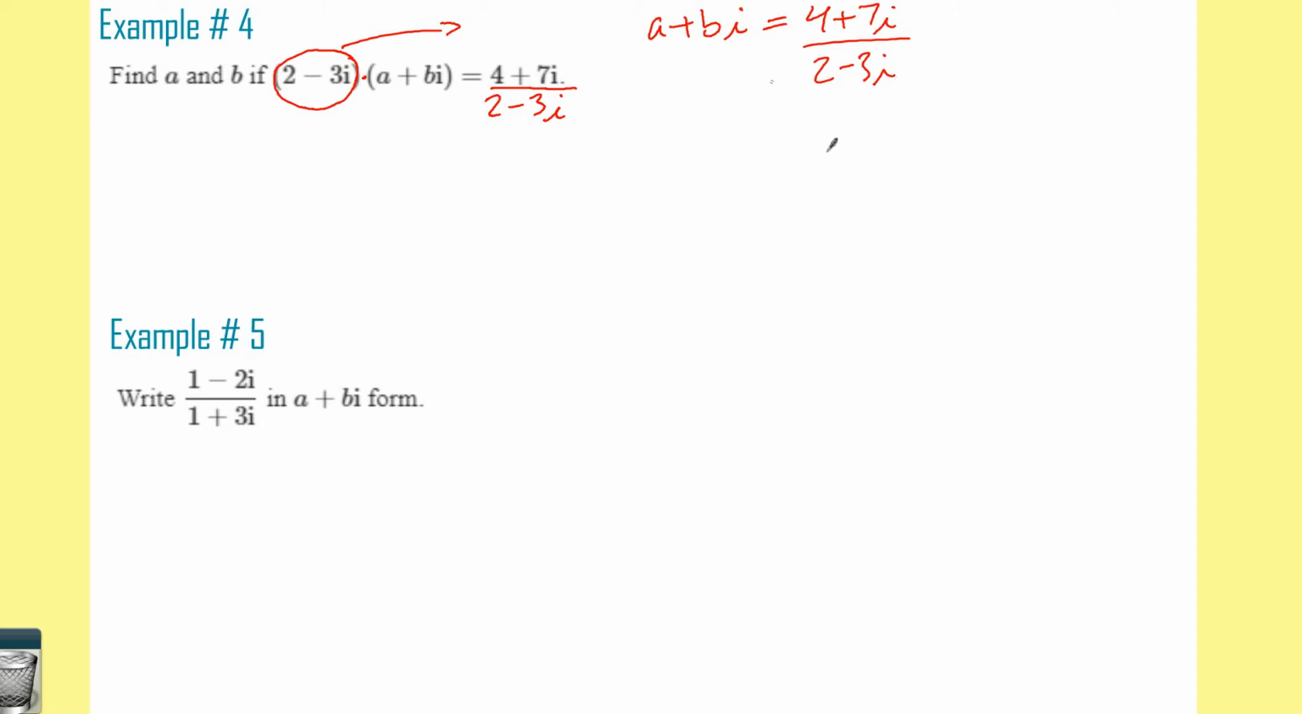Well, now we can't have it that way, right? Because i is a radical, and we can't have that in the denominator. So we're going to multiply by its conjugate.